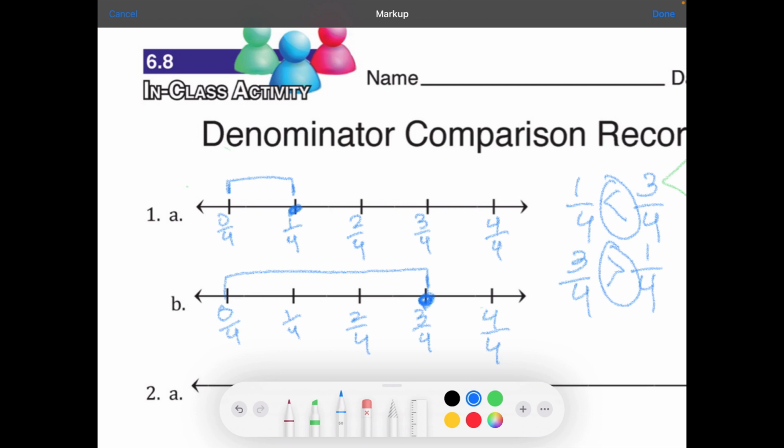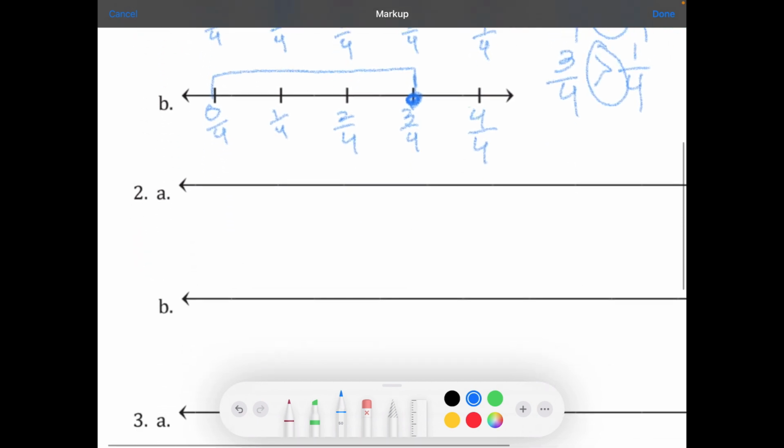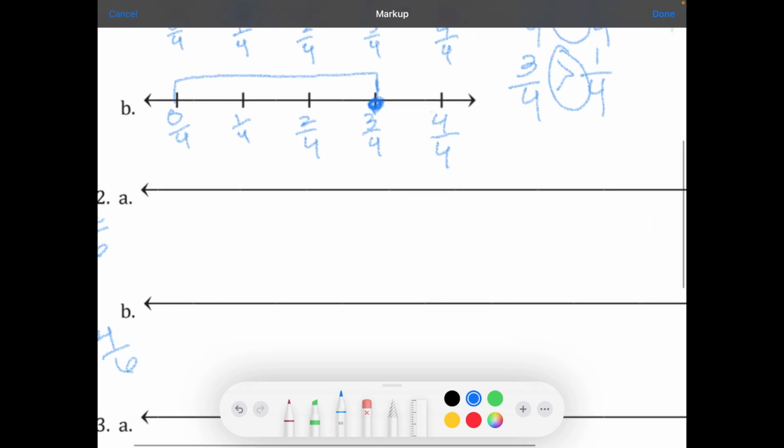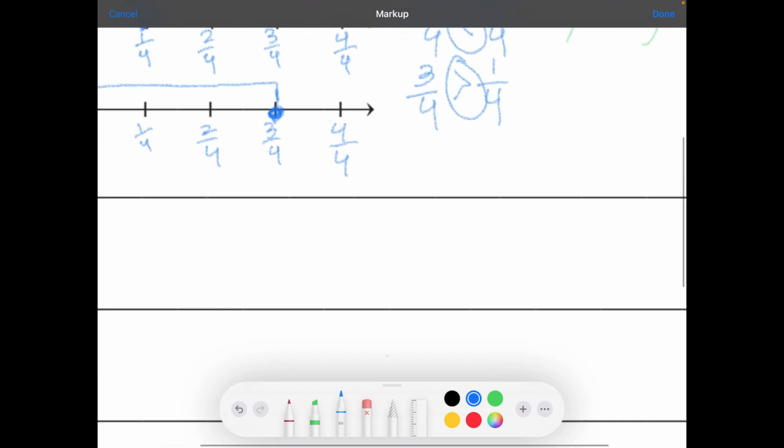So let's put some more fractions up here. Let's look at 2/6 and compare it to 4/6. Pause your video and you're going to equally space out everything on this next number line.